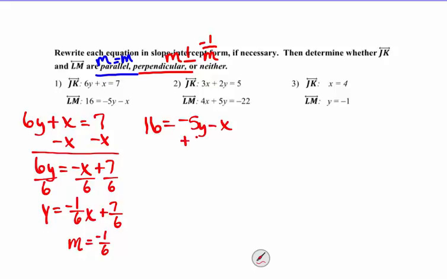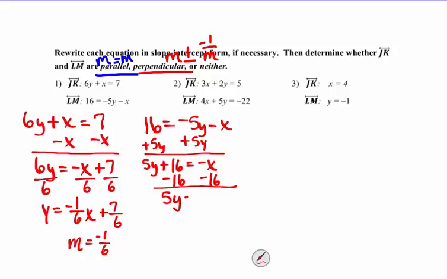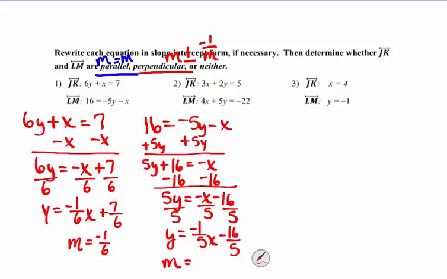Now let's find the slope of the second equation. 16 equals negative 5y minus x. I'm going to add 5y to both sides. So then I have 5y plus 16 equals negative x. And then I will subtract 16 from both sides. 5y equals negative x minus 16. Divide every single term by 5. y equals negative 1/5 x minus 16/5. Here, the slope of this line is negative 1/5.